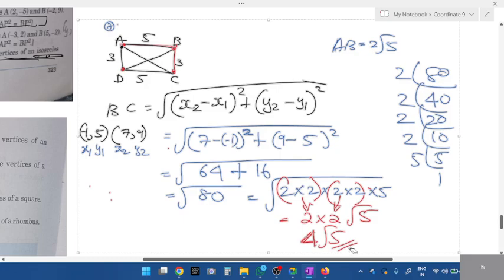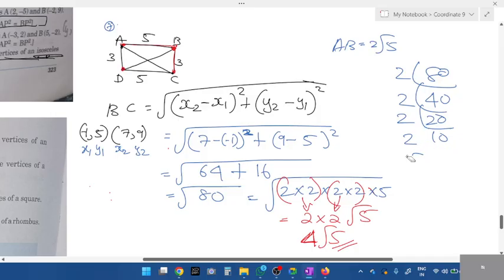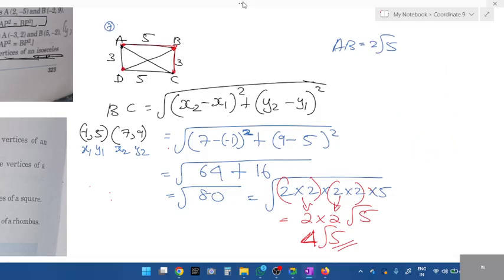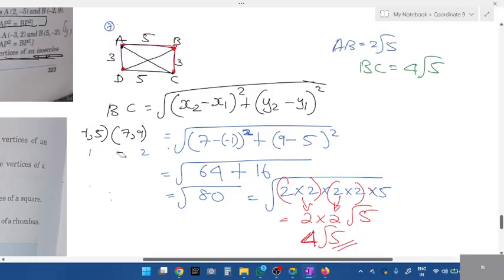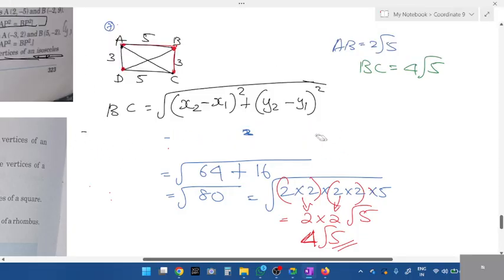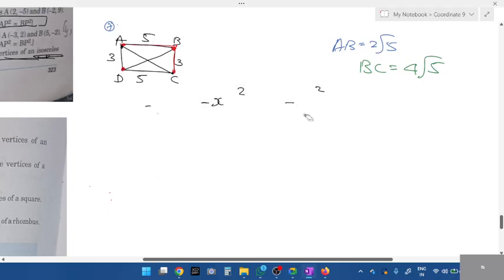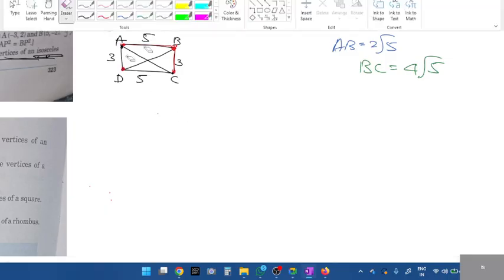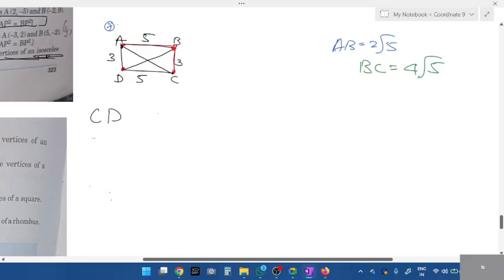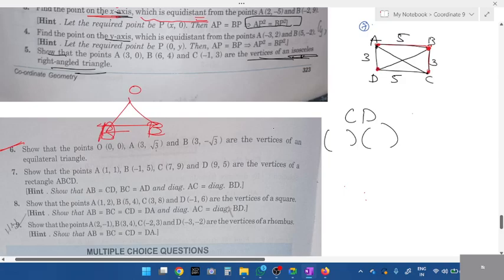Okay, complete it. I'll give you 2 minutes. Abigail, Island, Bhargavi, complete this. Right, BC students. BC is 4 root 5. BC is equal to 4 root 5. Be quick, complete DC and AD. Write the formula BC and AD. And try to reduce the number of steps. Don't write so many steps. There is no time. For such question, you have to be very quick in calculation. Write CD students, C and D. You can take X1, Y1. 7 comma 9, 9 comma 5.